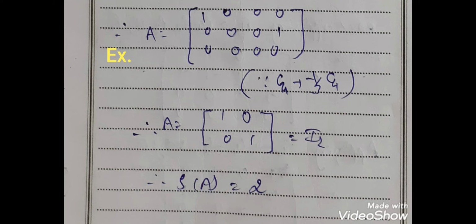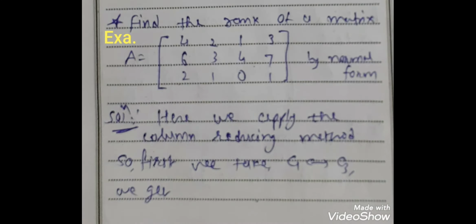Meaning here we get a submatrix of matrix A that is an identity matrix, and if we write all the entries of the identity matrix in determinant form, then its value is 1 and it is not equal to 0. So here we get the matrix of order 2. So here we can say that the given matrix has rank 2. Let us discuss one more example to find the rank of a matrix by normal form.